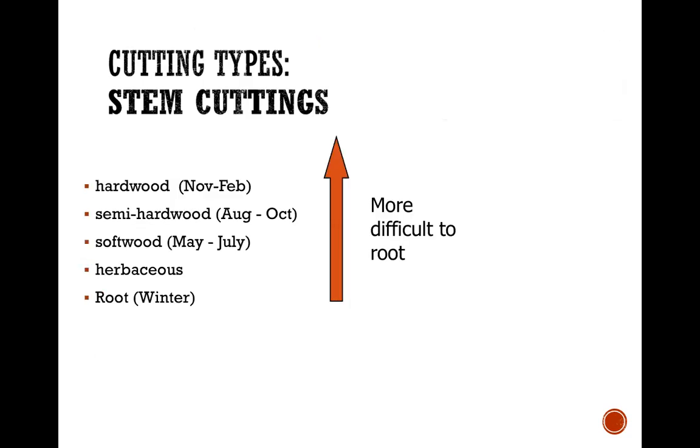You can also propagate from stems, and stems typically have some amount of wood to them. The more wood in the stem, the more difficult it is to get it to root. So if you're taking herbaceous cuttings, that means you're taking it from the stem before it's produced wood. That would probably be the easiest. But once you start to go to softwood and semi-hardwood and hardwood, that means that the amount of wood in that stem is increasing, and it's more challenging to get a woody stem to produce roots rather than a herbaceous or even softwood stem.